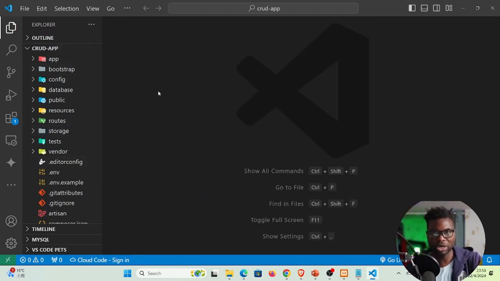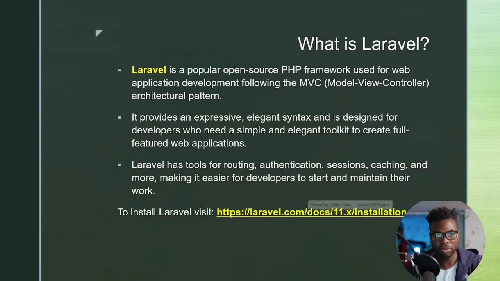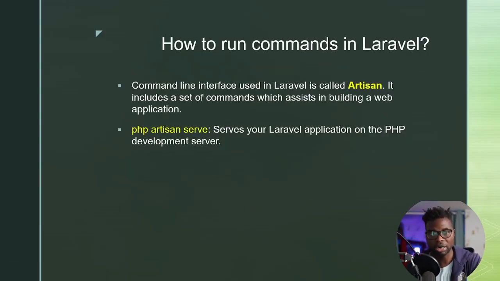We want to run our project and see whether it's working, and so for us to do that, we need some kind of command. So how to run commands in Laravel? The command line interface used in Laravel is called artisan. So we're going to use artisan to run our commands in Laravel. It includes a set of commands which assists in building a web application. One of those commands is running the server so that you can check your web application in the browser.